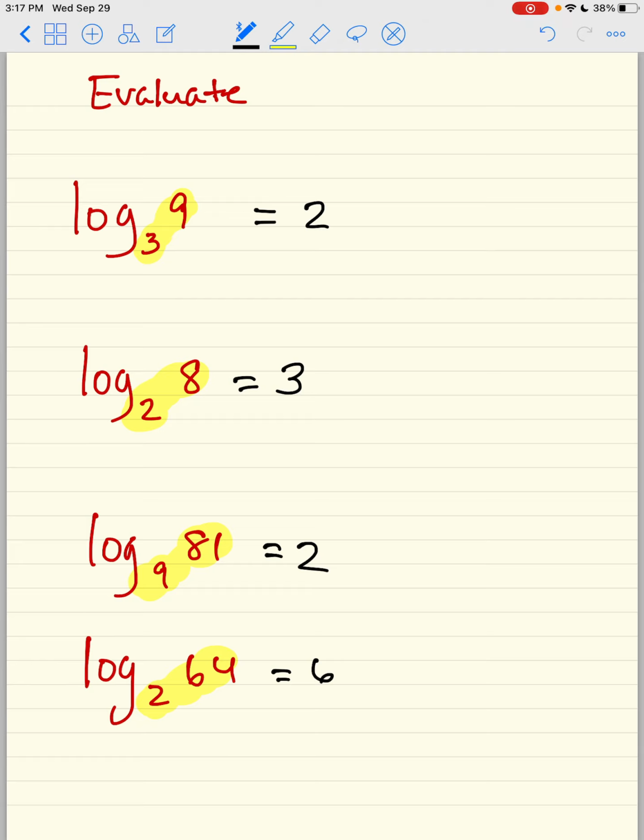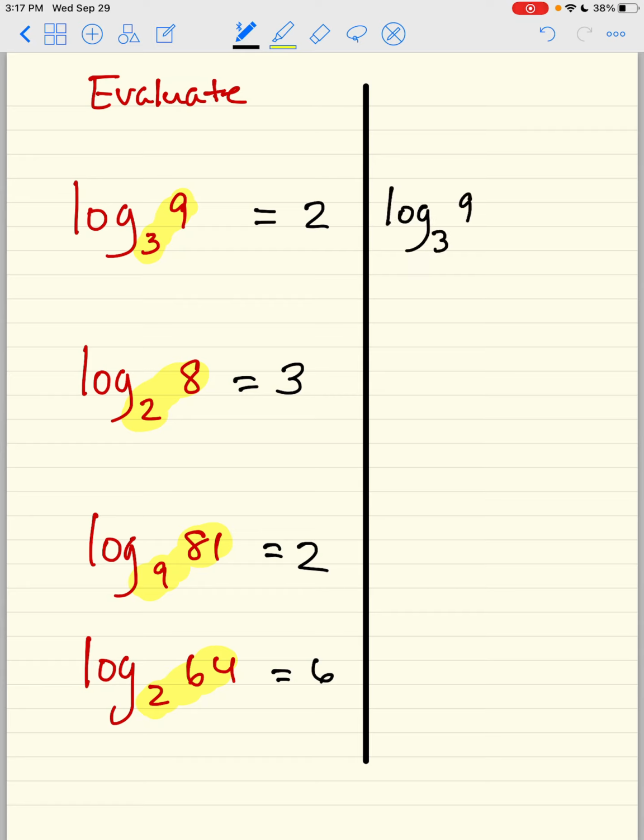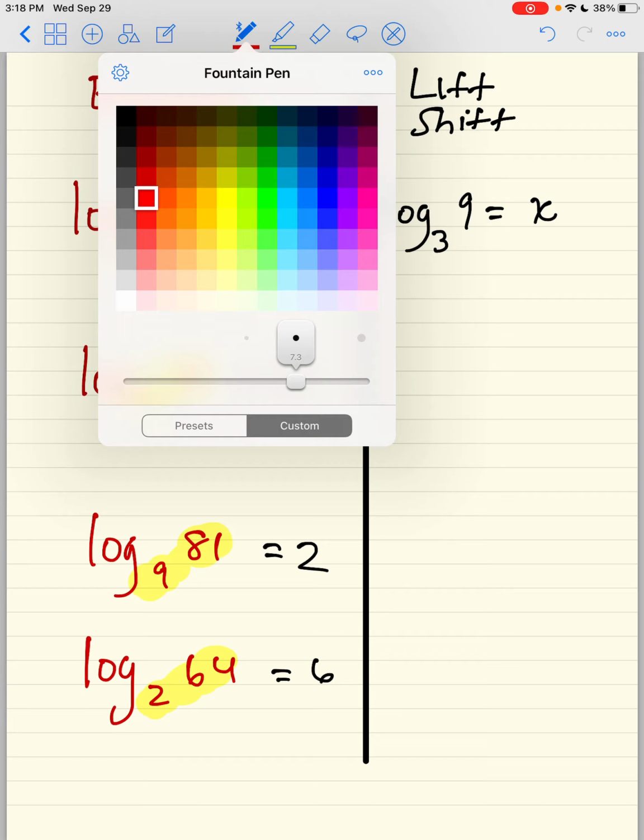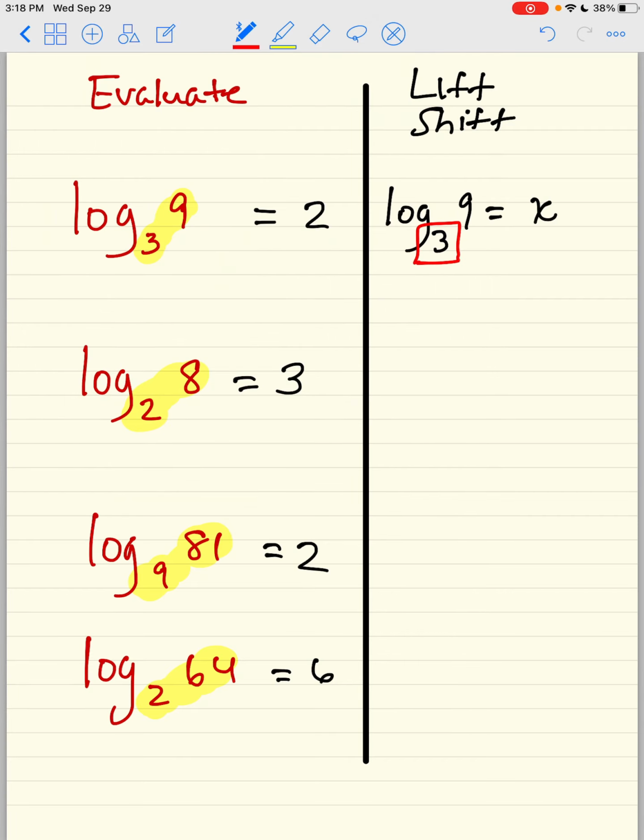6. And what you guys could do for these problems is you can set your expression equal to x and make it an equation. And you can say lift and shift. What do you mean by that? Lift what's on the floor and shift. Swap those and make one an exponent.